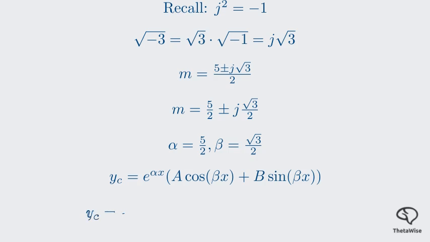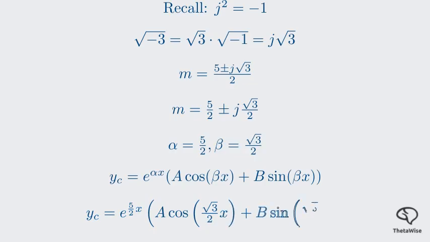Substituting our values for alpha and beta, we get y sub c equals e to the power of 5 over 2 x times A cosine of the square root of 3 over 2 x plus B sine of the square root of 3 over 2 x. We have now found the first part of our solution. This describes the system's natural behavior.